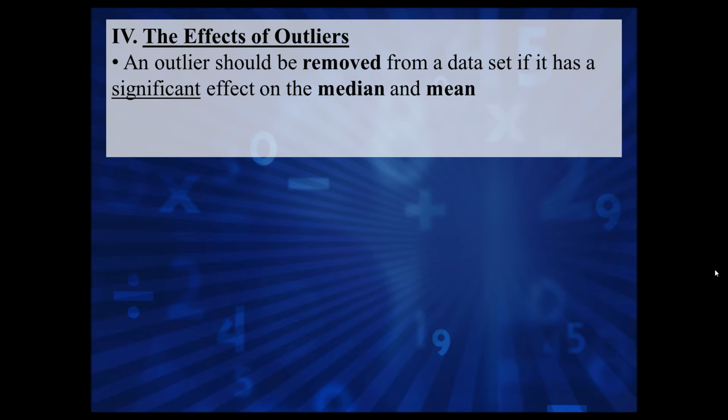If we have a data set and we identify some outlying data points, we should remove the outlier if it has a major influence on the median and the mean. I didn't include mode there because the removal of the outlier should have no effect on the mode. The mode is the most frequently occurring number. Presumably, an outlier is just a single number on its own. Therefore, it should not have any effect on the mode. So we only need to worry about the median and the mean.